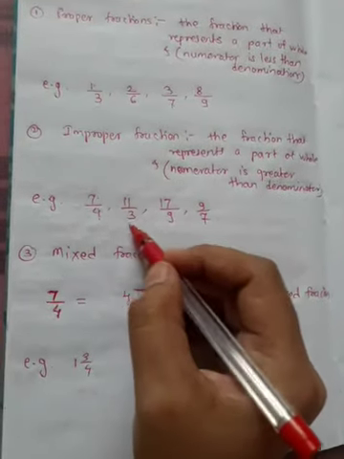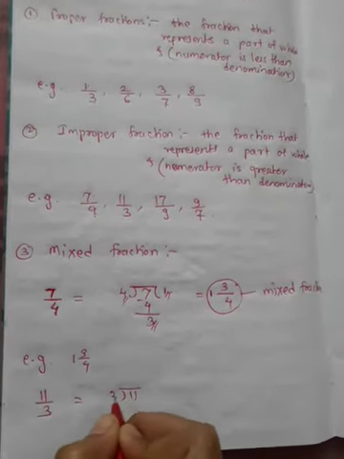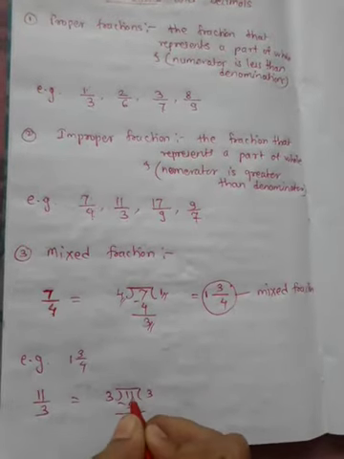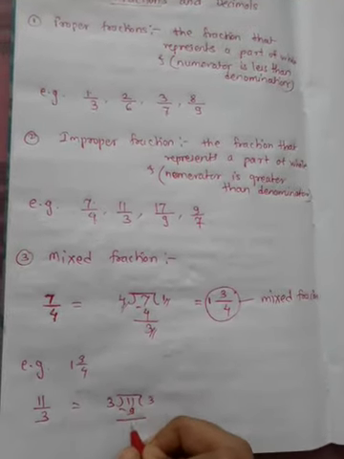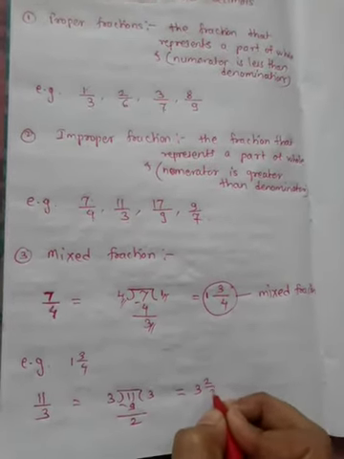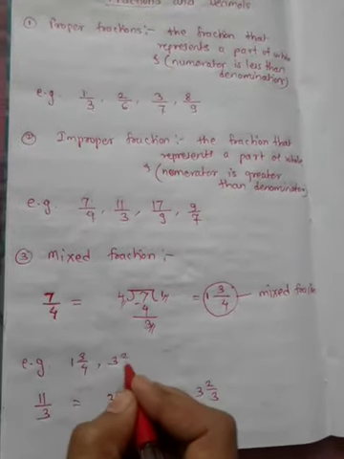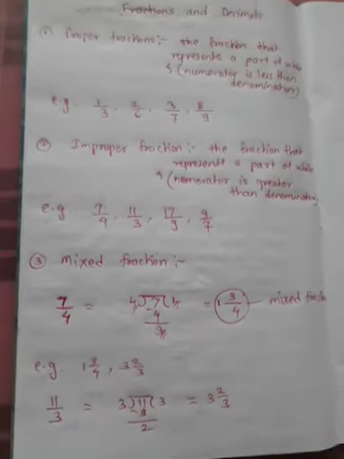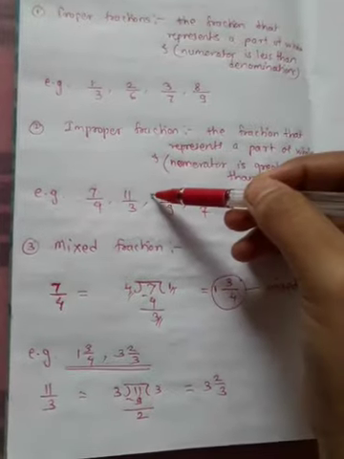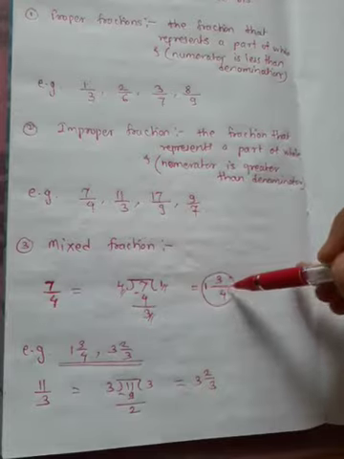Okay, from 11 by 3, when we divide 11 by 3, what we will get? 3 3s are 9, and 11 minus 9 remains 2. So we can write 11 by 3 as 3 2 by 3. So we get a second example, 3 2 by 3. This type of fraction we call mixed fractions. By improper fraction we get mixed fraction.